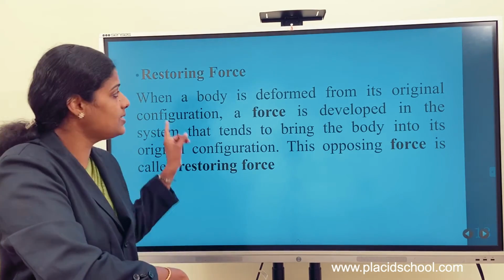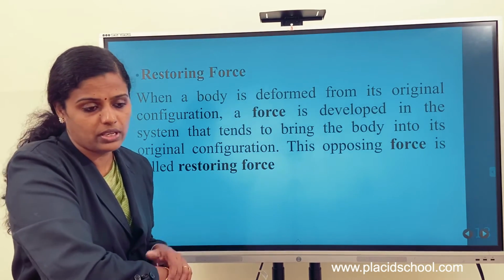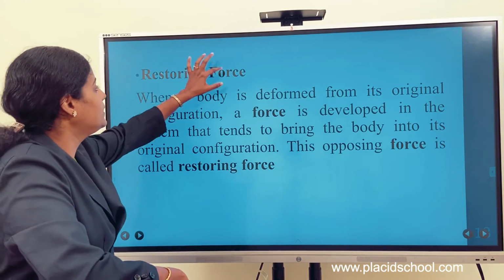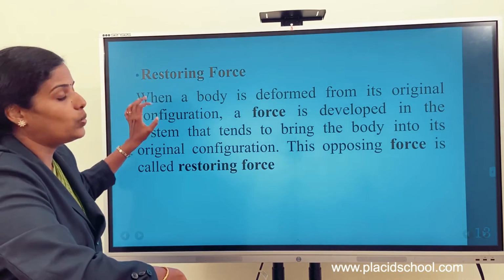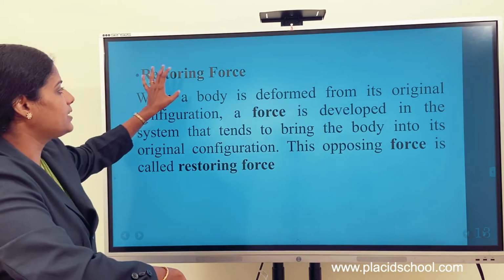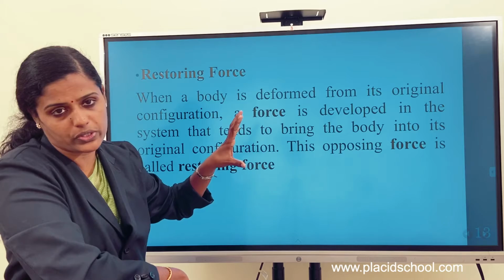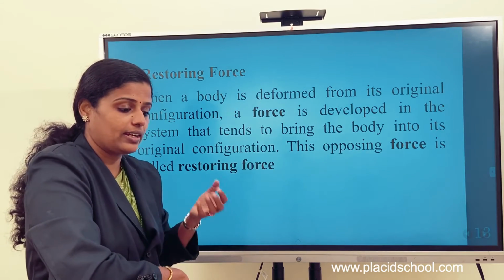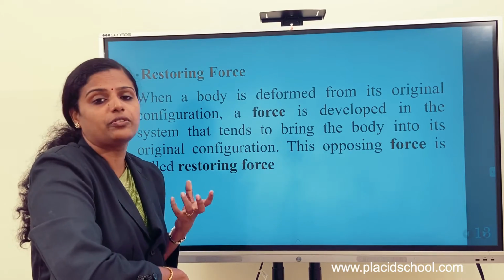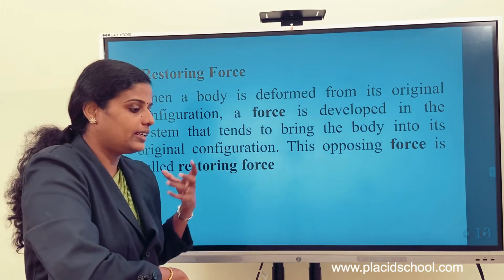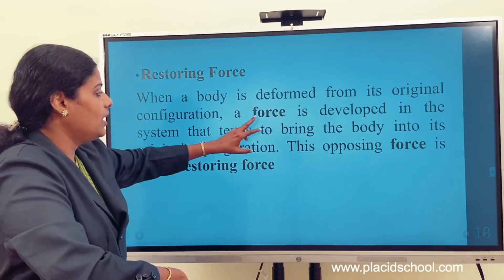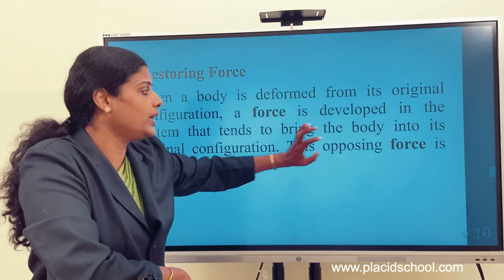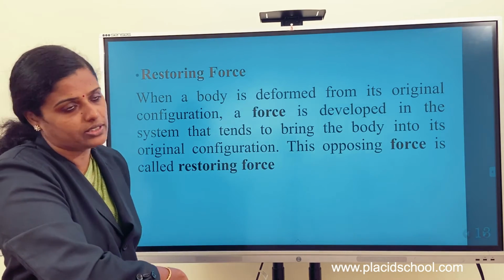And restoring force, this is an important term. When we discuss stress and strain, we deal with this term, restoring force. And what is this restoring force? The restoring force is the opposing force, which means if you are applying some force on a body, an opposing force develops in that body, and it tends to bring the body back into its original configuration.